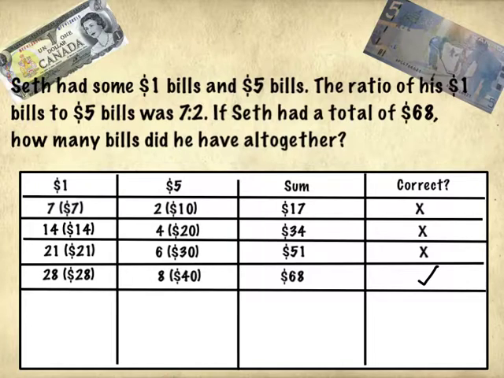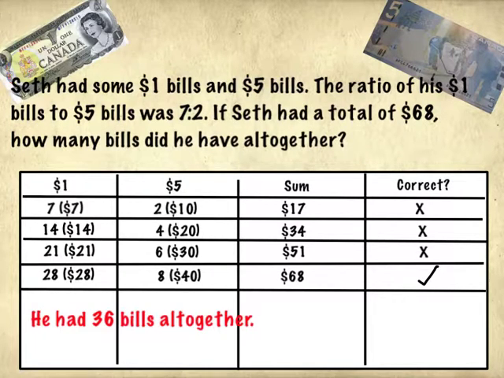And actually, this is an example of why it's really important to go back and check the question. Because when I check, the question is not how many $1 bills and $5 bills did he have? It's how many bills did he have altogether? So I'm going to have to add this up. 28 $1 bills, 8 $5 bills, 28 plus 8 is 36. He had 36 bills altogether. So I'm really glad I went back and checked that question because I would have gotten it wrong.